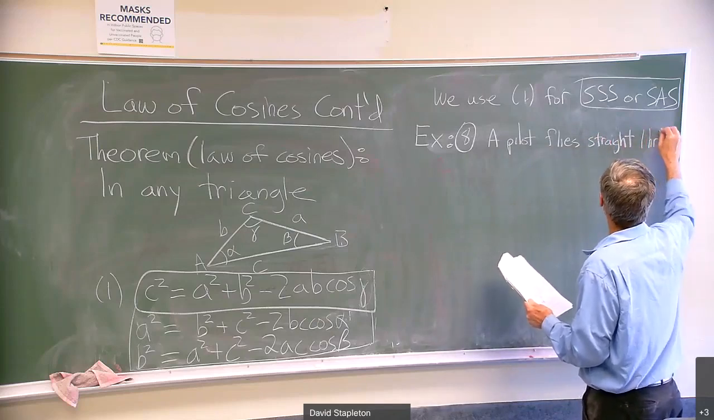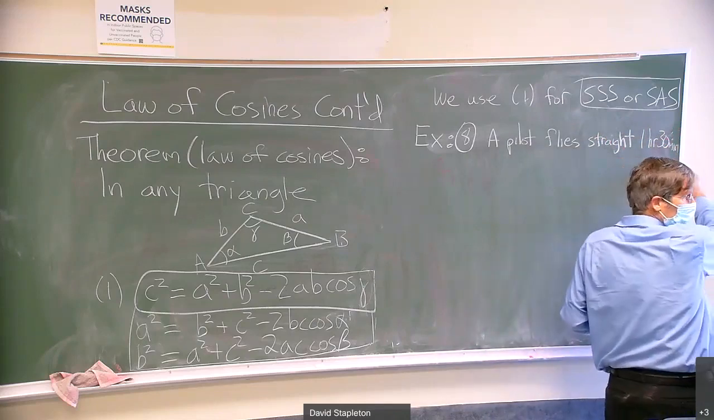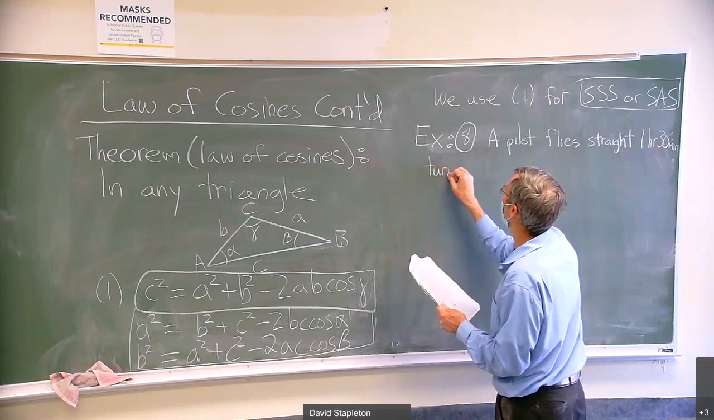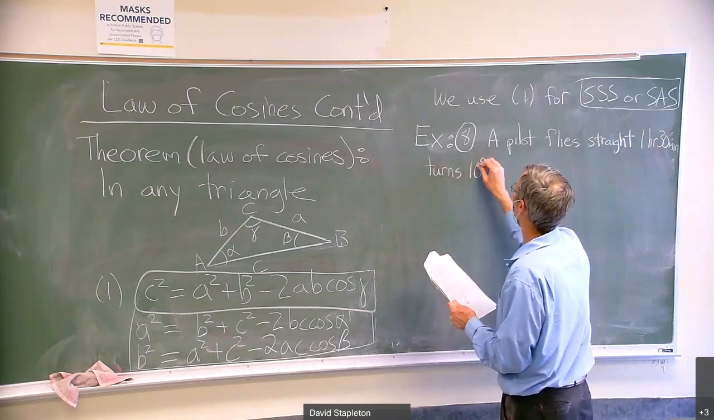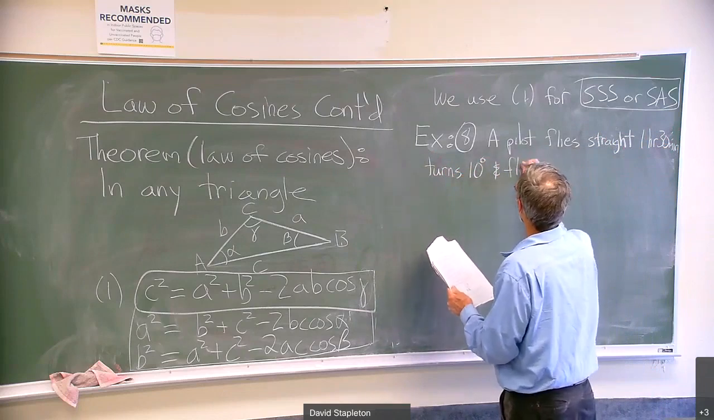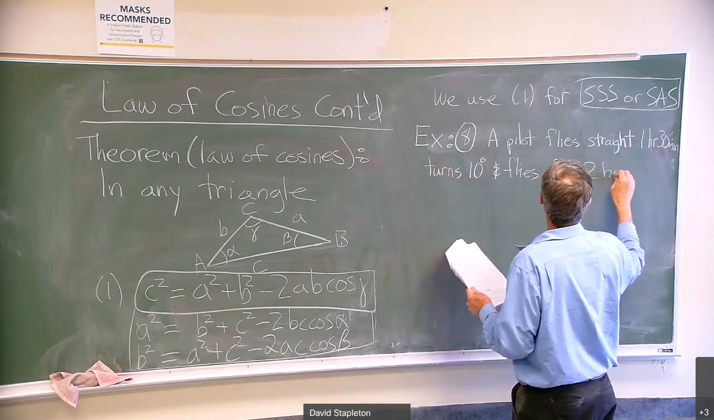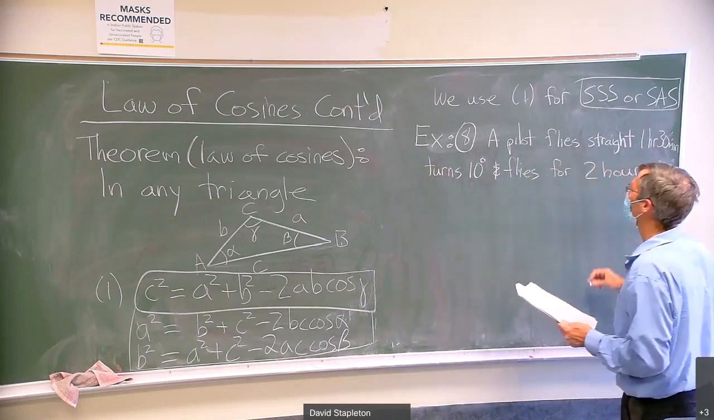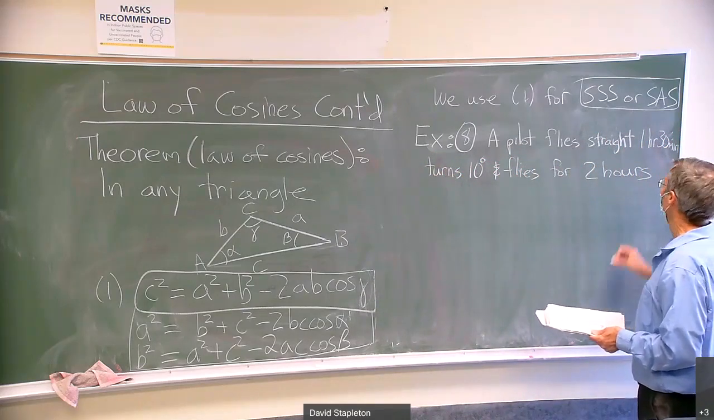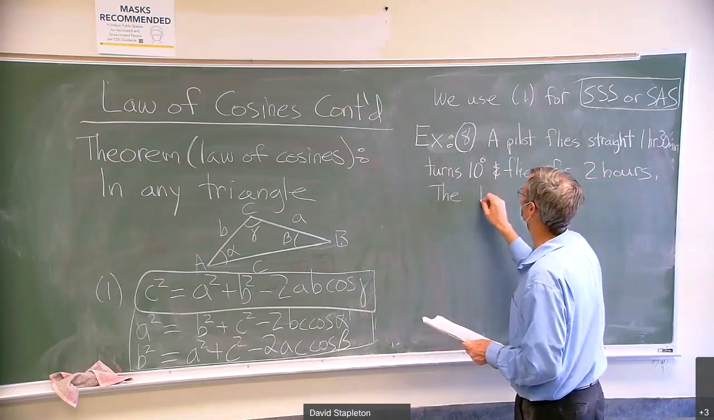One hour, 30 minutes. On there, I guess just barely, yeah, okay. And then turns 10 degrees, and flies for 2 hours. Turns right 10 degrees, let's say. The trip is all at 680 miles per hour.